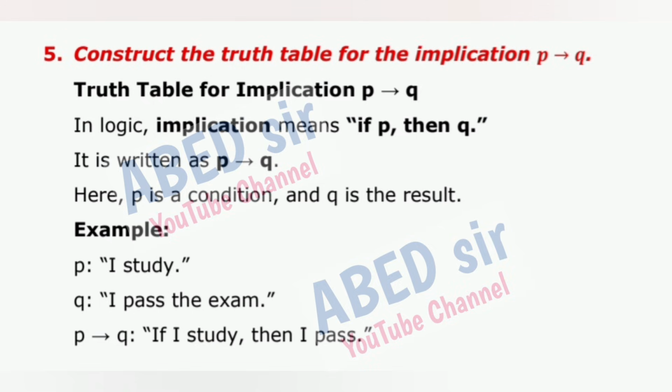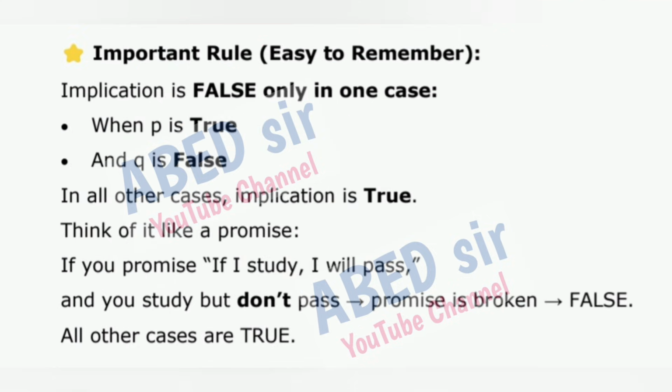Example: P, I study. Q, I pass the exam. P→Q: if I study, then I pass. Important rule, easy to remember: implication is false only in one case, when P is true and Q is false. In all other cases, implication is true.